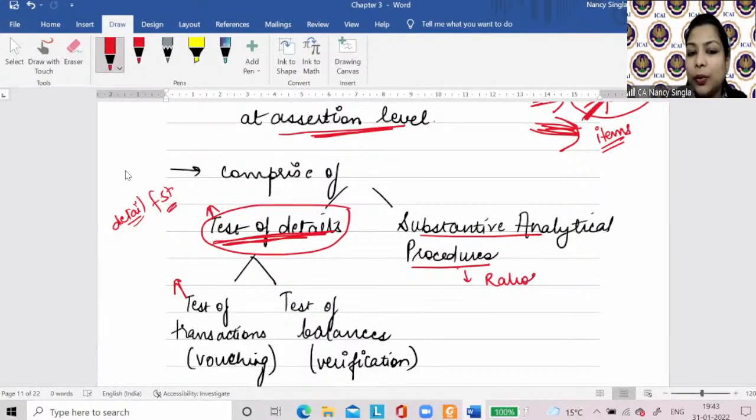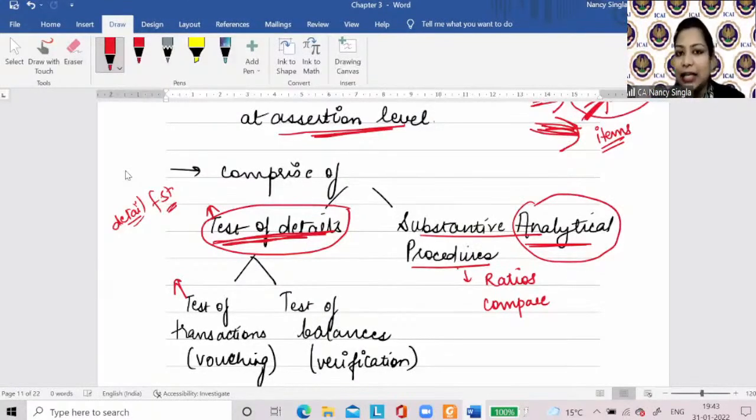When the auditor calculates the ratios and compares the data, he's performing substantive analytical procedures. And students, don't get confused between substantive procedures and substantive analytical procedures. The word analytical here is very important. Substantive analytical procedures and analytical procedures are the same. But substantive procedures have two bifurcations. One is test of details, and the other is substantive analytical procedures.